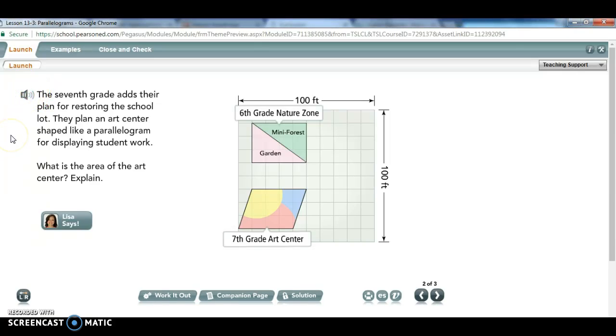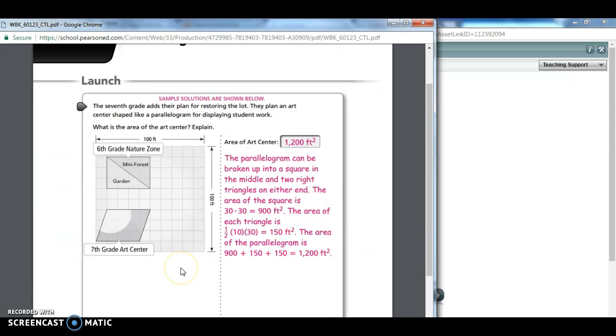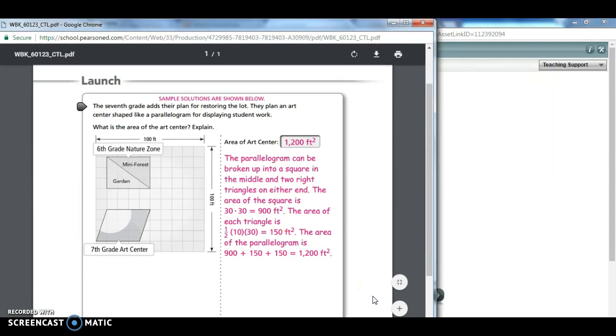The 7th grade adds their plan for restoring the school lot. They plan an art center shaped like a parallelogram for displaying student work. What is the area of the art center? Explain. Parallelograms can be pieced together by squares and right triangles. Reading this will explain it a little bit more for you.